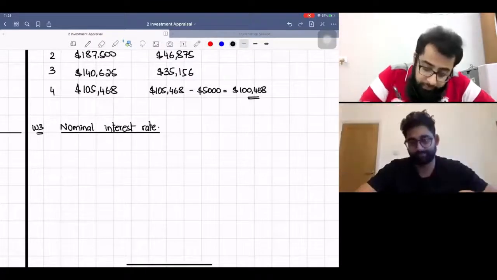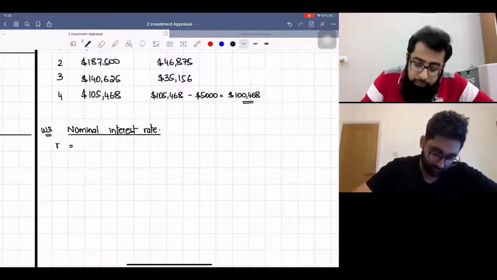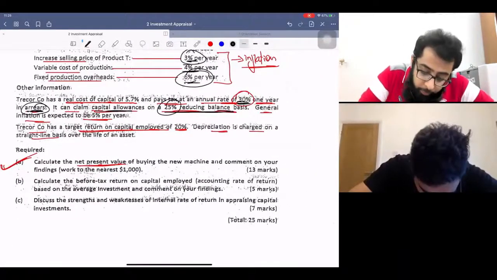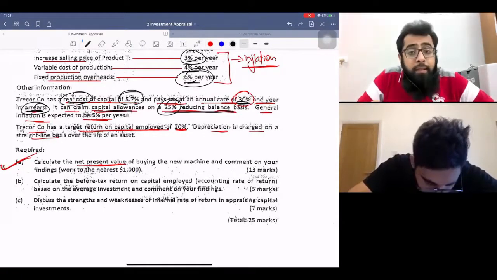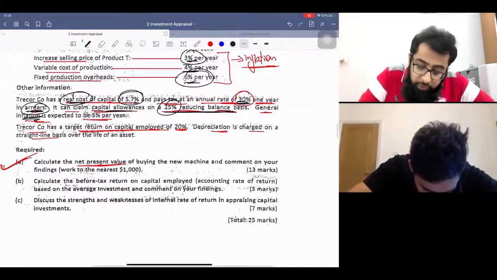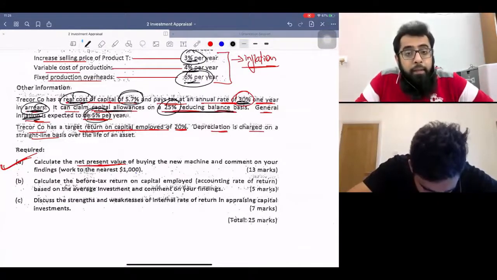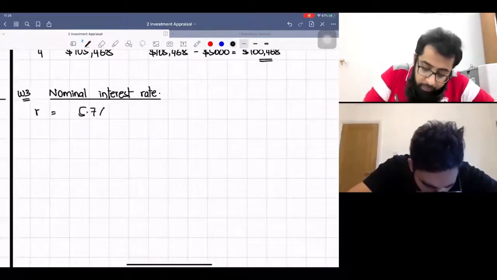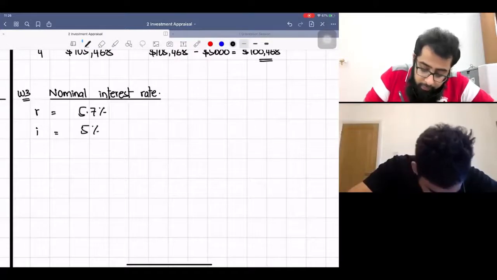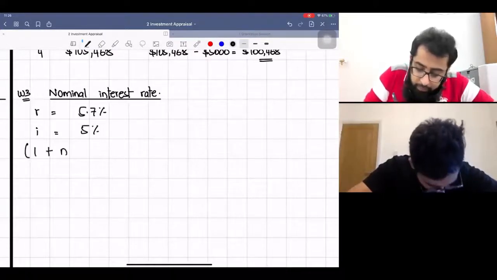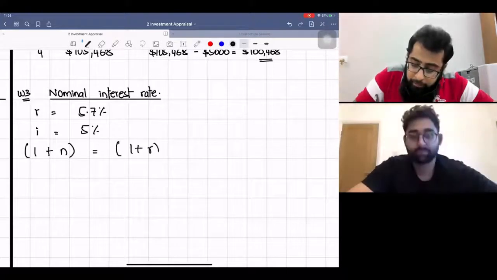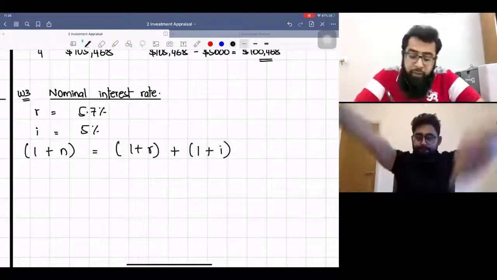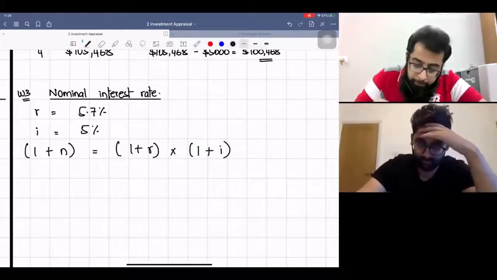Now in the question, real cost of capital was 5.7% and the inflation rate was 5%. So 5.7 is the real rate and the inflation rate is 5%. So 1 plus n is equal to 1 plus r multiplied by 1 plus i. That is the Fisher effect.